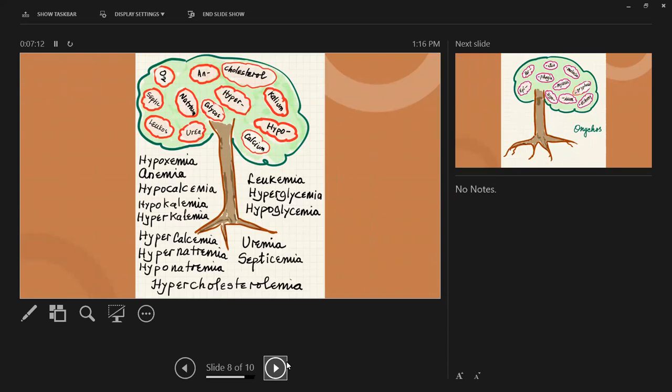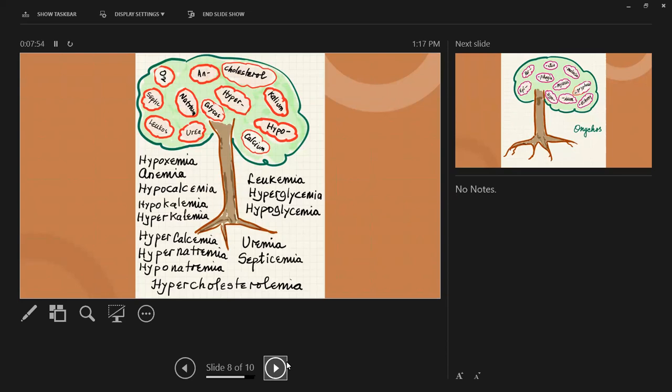So we have hypoxemia, which is low levels of oxygen in the blood. Anemia, no blood, or rather low levels of iron in the blood usually, or low levels of red blood cells. But anemia literally means no blood, or less blood. Hypocalcemia is low levels of calcium in the blood. Hypokalemia is low levels of potassium in the blood. Hyperkalemia is high levels of potassium in the blood. Hypercalcemia, high levels of calcium in the blood.